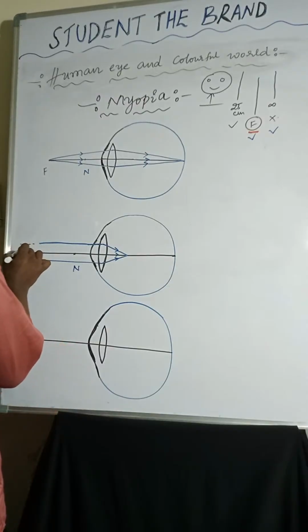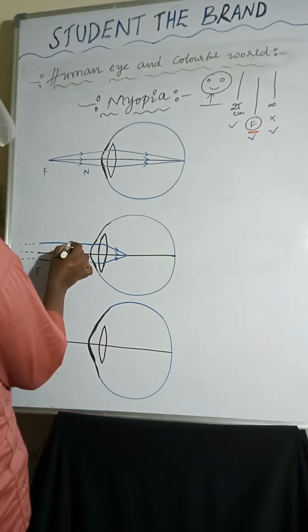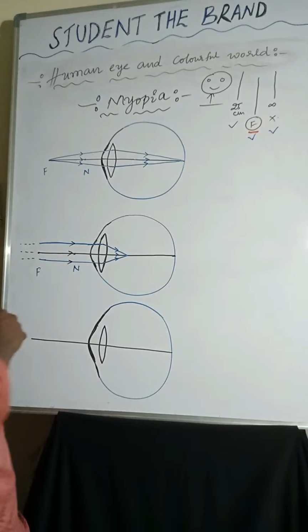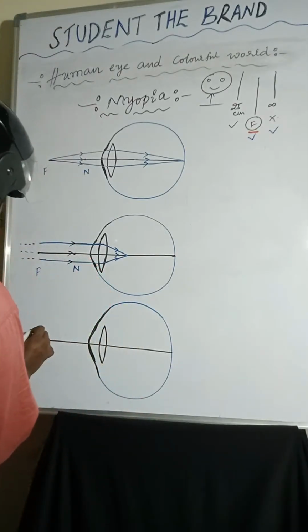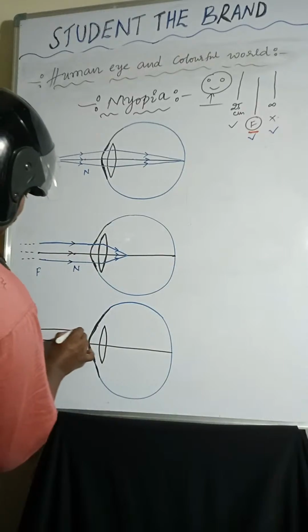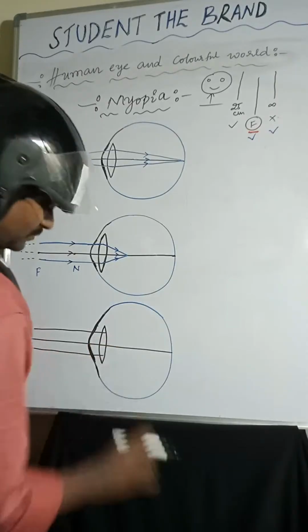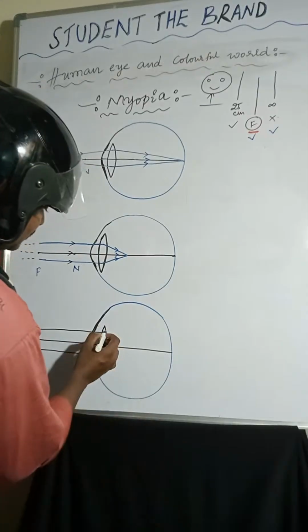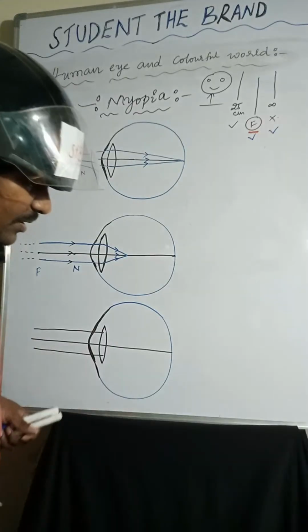Here the dotted lines represent light rays coming from infinity. So we are using a concave lens.